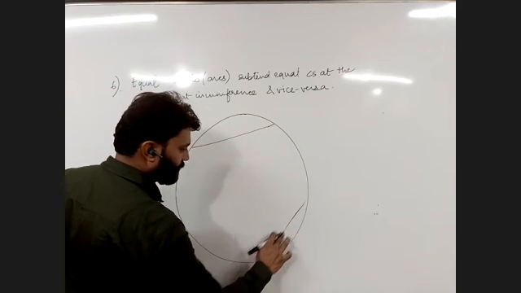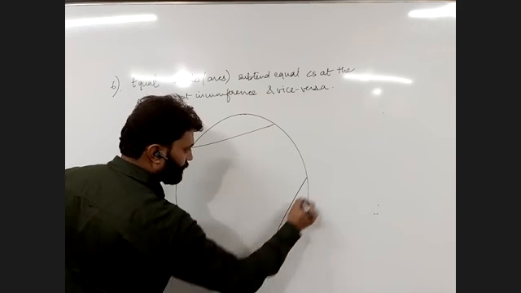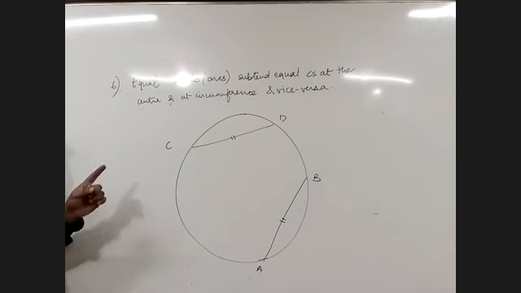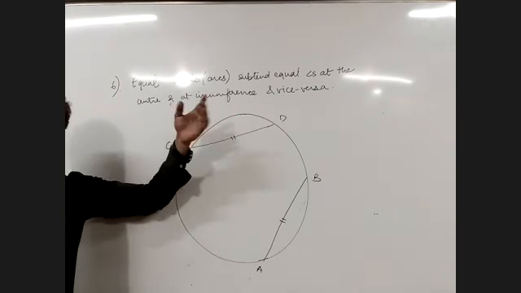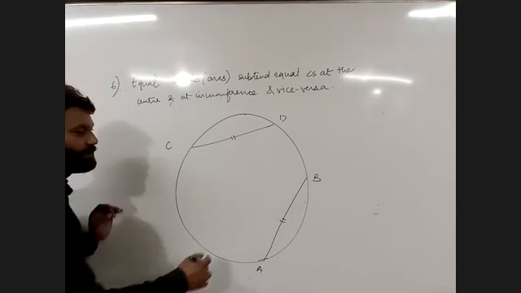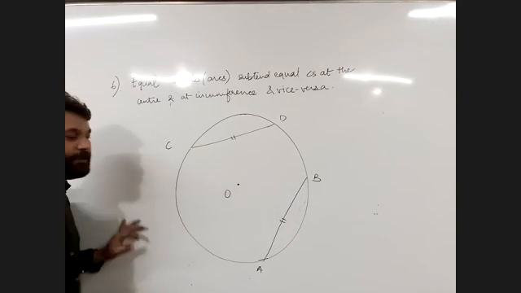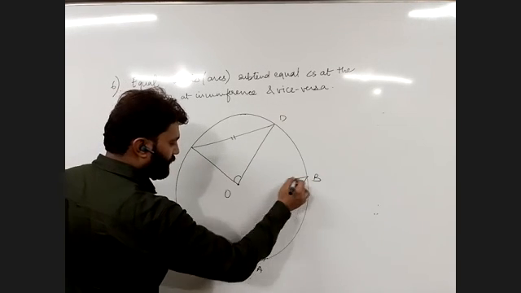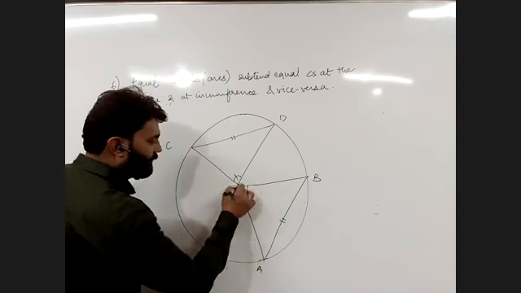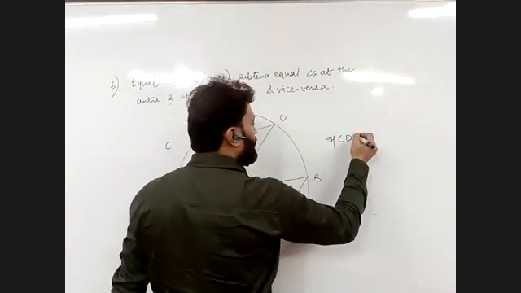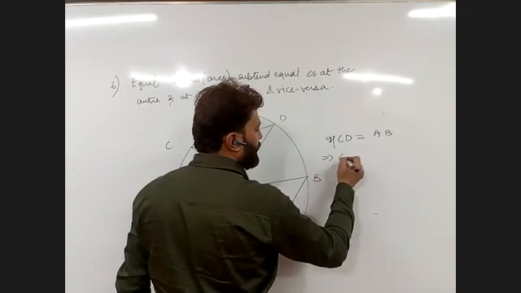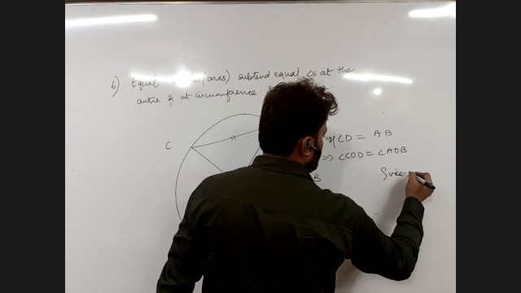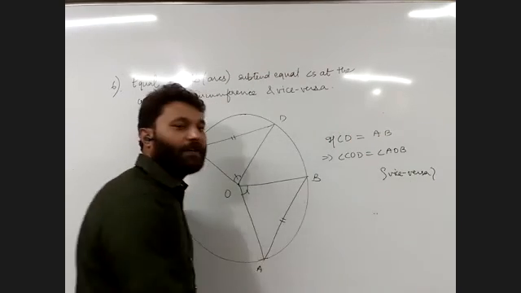Look. AB and CD. These are two equal arcs. Now, if these two chords are equal, then the arcs are automatically equal. So I'm focusing on the chords. If these two chords are equal, they will make equal angle at the center. So that means angle COD will be equal to angle AOB. Am I clear with it? So we can write if CD equal to AB, this implies that angle COD equal to angle AOB or vice versa. That is, if angles are equal, their corresponding chords will be equal.